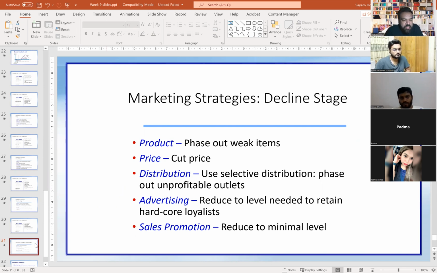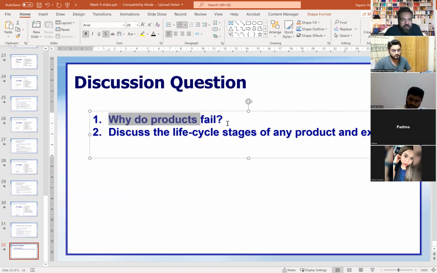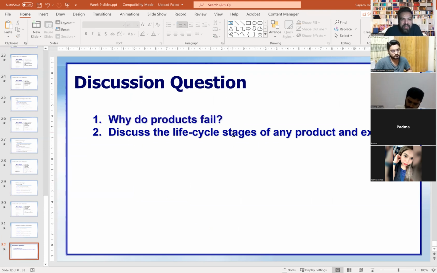So we've got some discussion questions now, okay? The first question is, why do products fail? That's something I want you to discuss in a group. Come up with some reasons. The second is, discuss the life cycle stages of any product and explain. And here I want you to think about different types of product, okay?